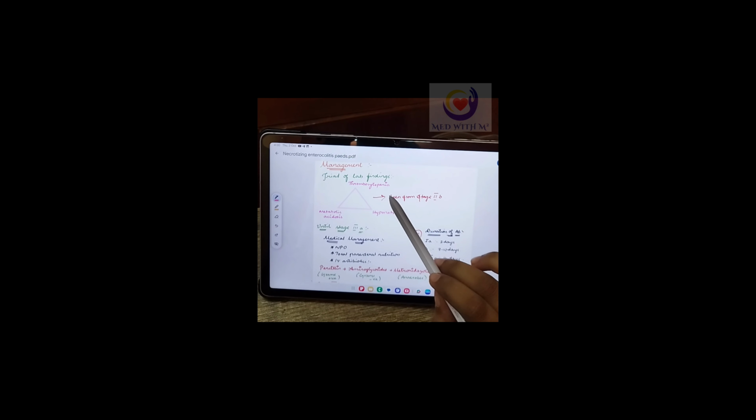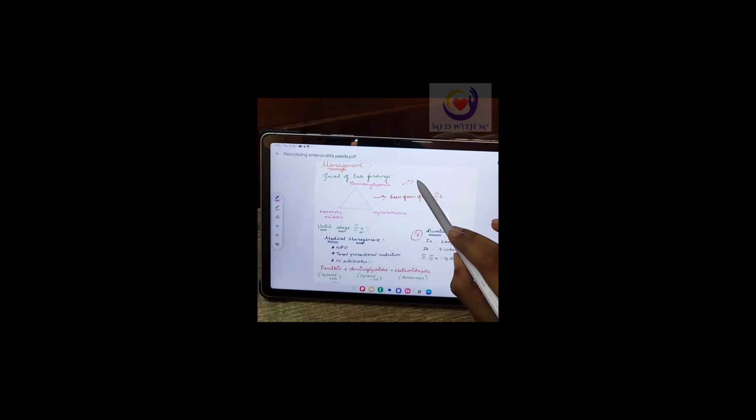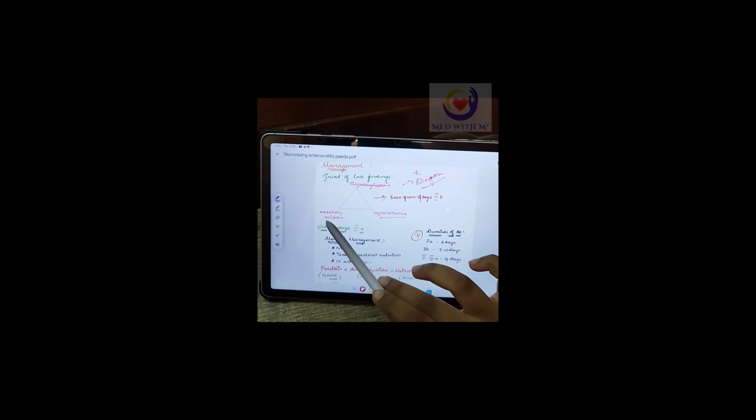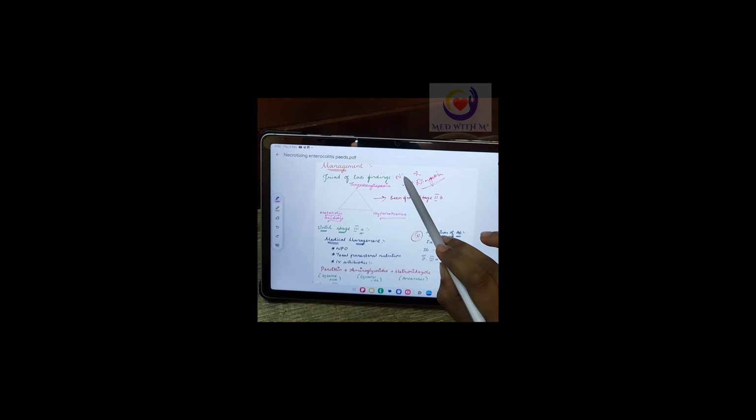In clinical lab findings, we find a triad of lab findings. It will not help in diagnosis, but from an exam point of view it is very important. Thrombocytopenia, hyponatremia, metabolic acidosis: this is the triad of lab findings seen in NEC. This triad will be seen from stage 2B.